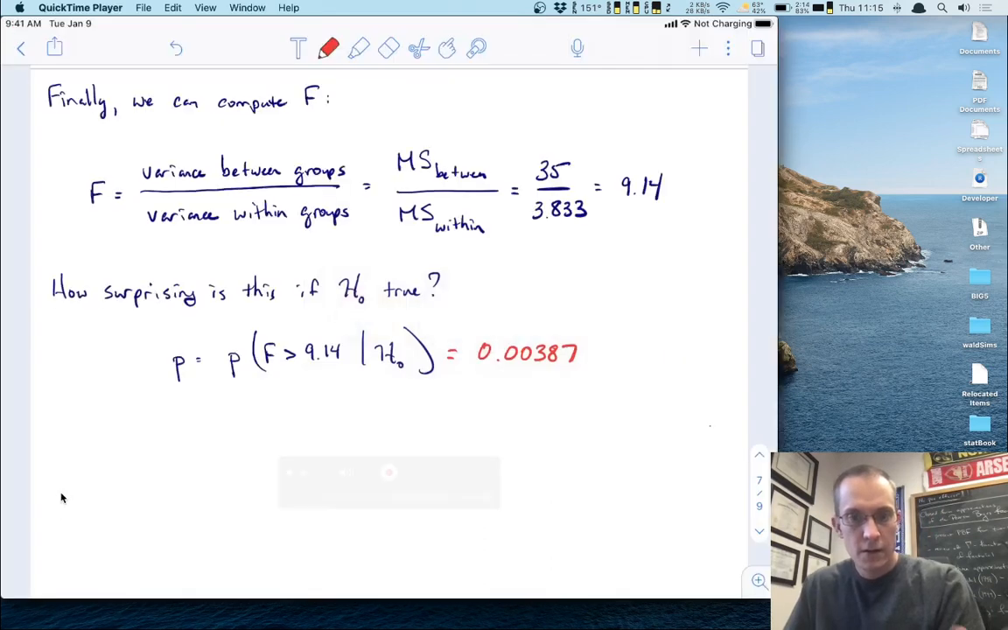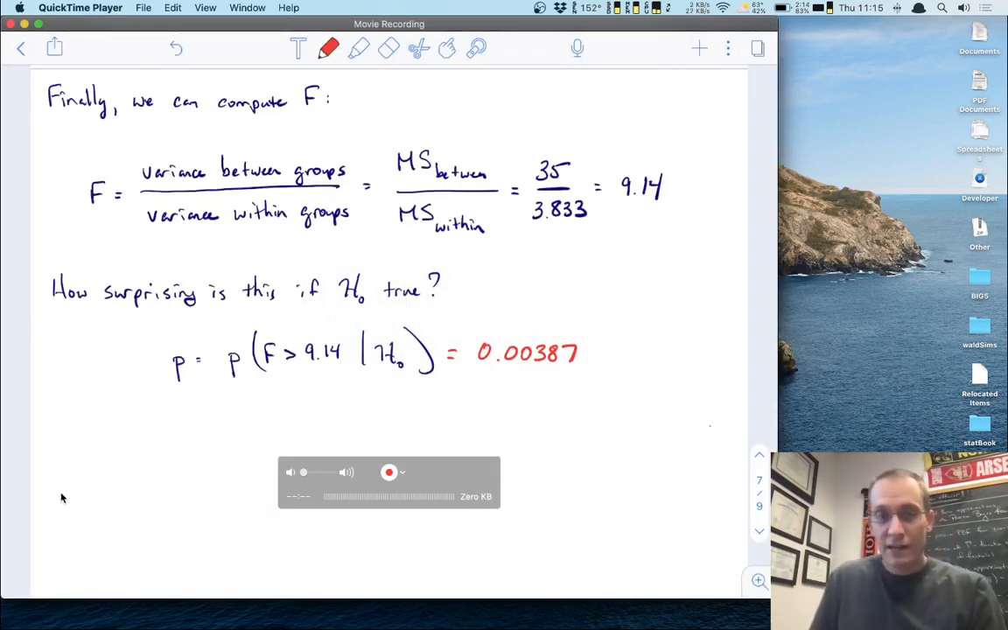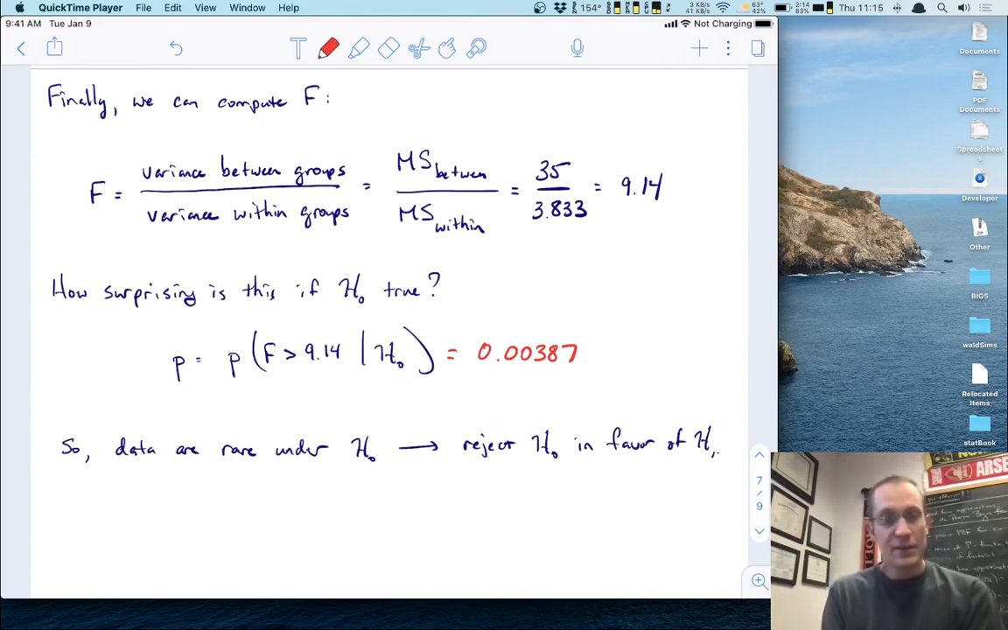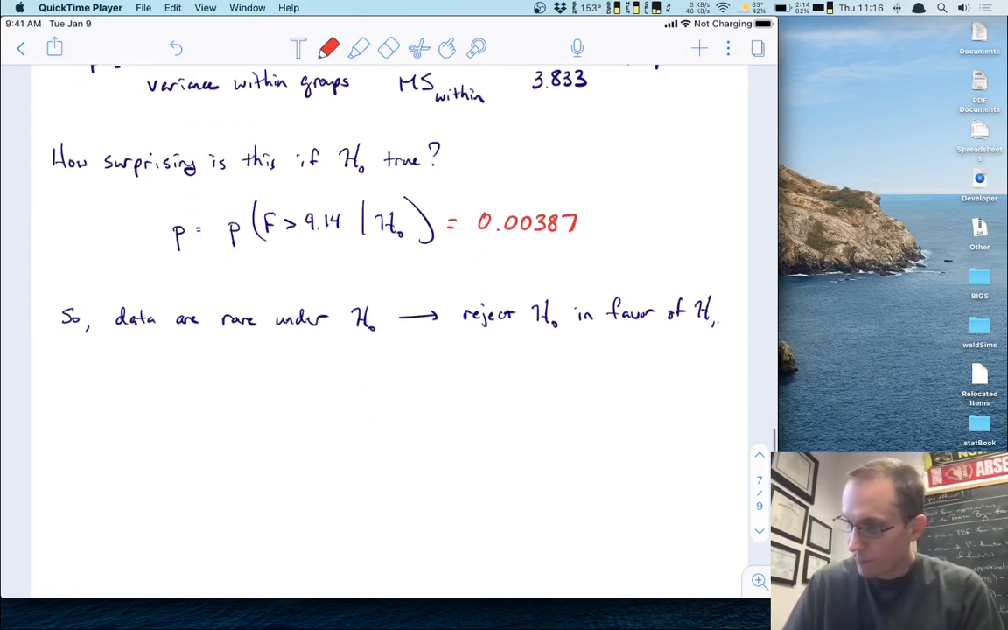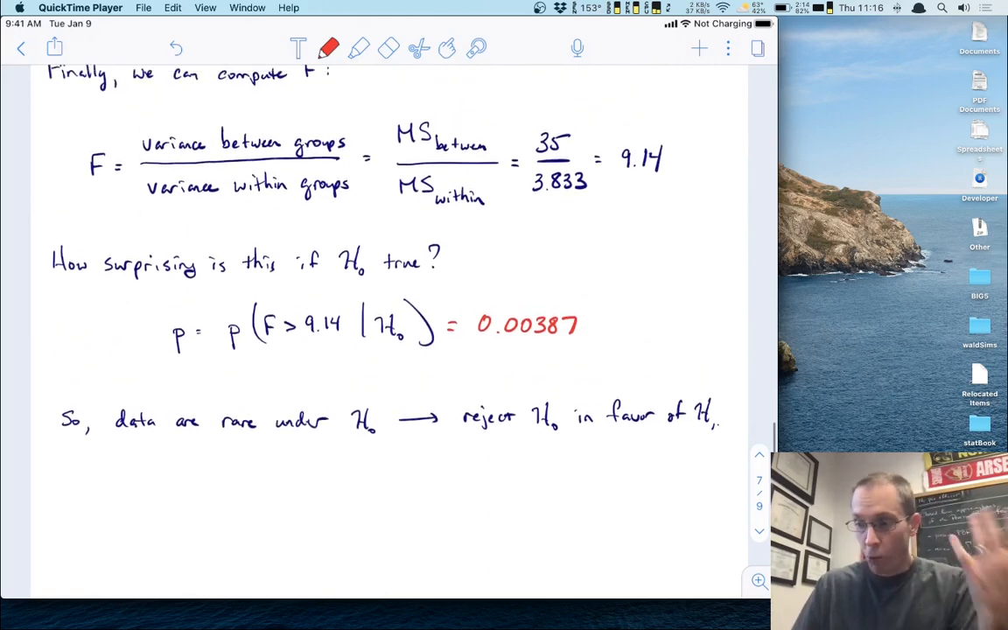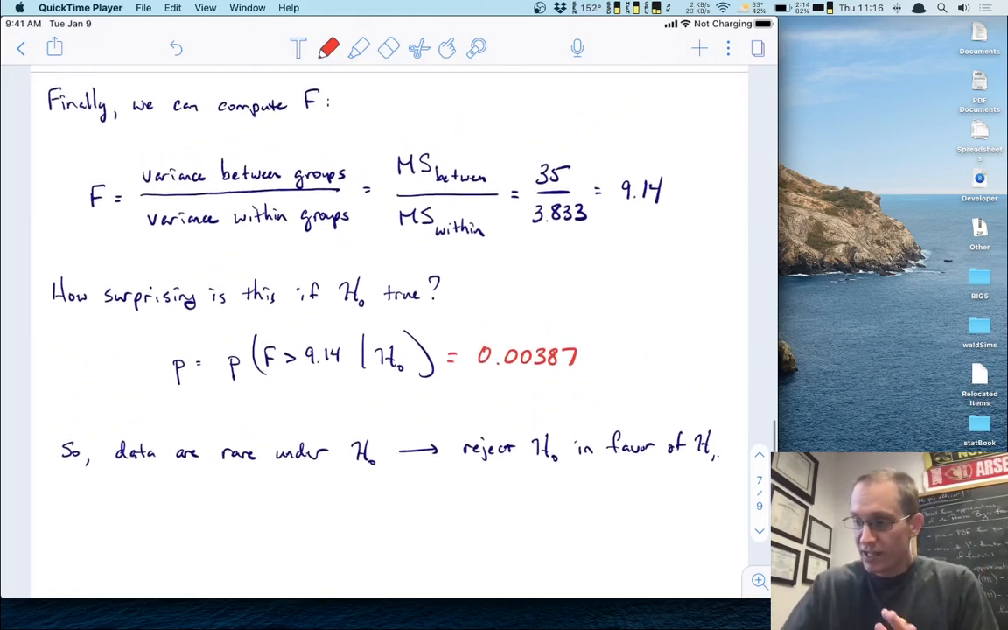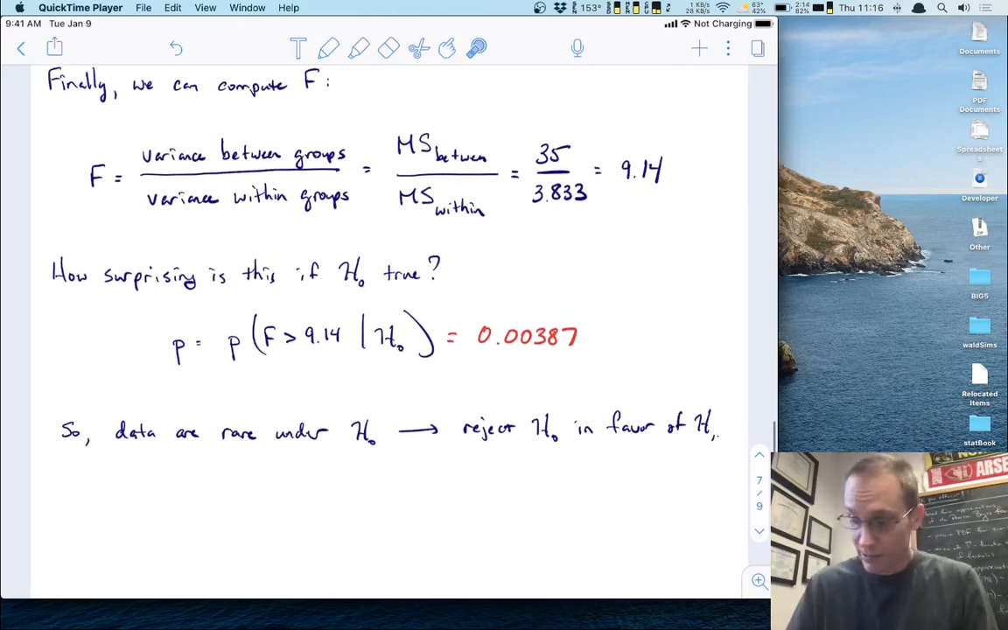Okay. So we write that down. That lets us make some inference. Basically, we can say the data are rare under the null because that's a very small likelihood. And then thus we reject the null in favor of the alternative. Now that's the frequentist approach. So basically the work here we've already done. We just need to figure out how to compute this F ratio. And that's what we just learned.